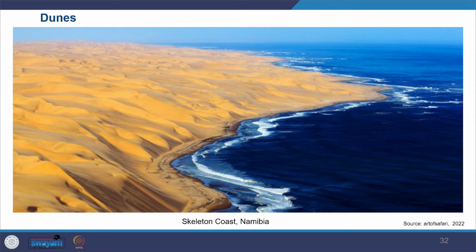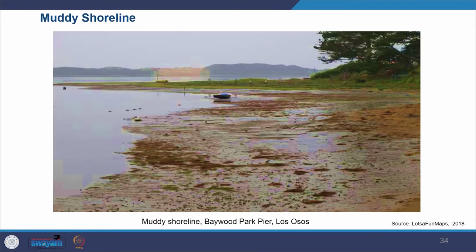Then you also have muddy shorelines. Muddy shorelines are common along the upper level of the intertidal zone of estuaries and sheltered tidal embayments, as you see in the figure. They form where tidal current velocities are too weak to completely resuspend the mud that settles out at higher water slack.